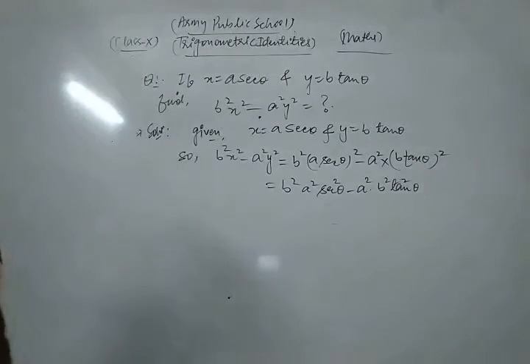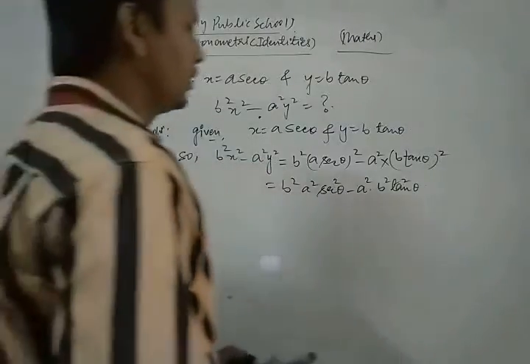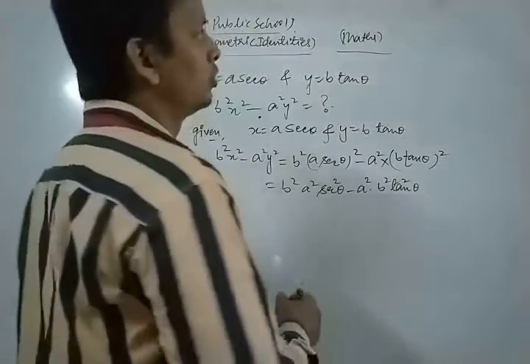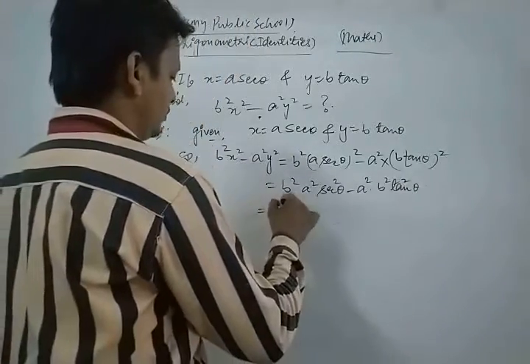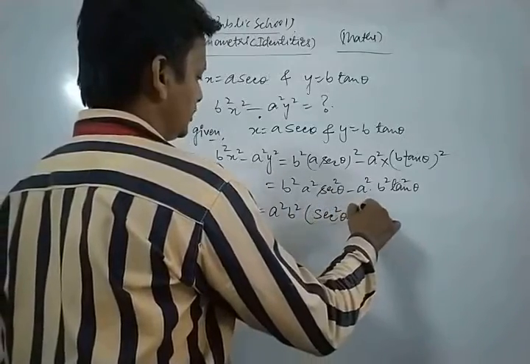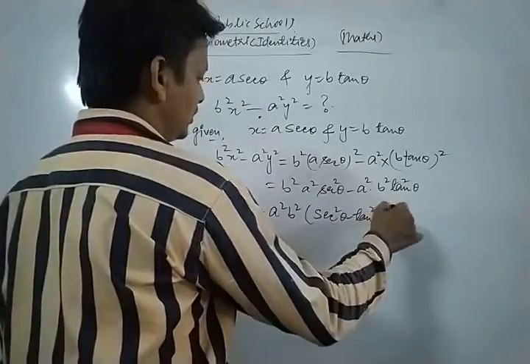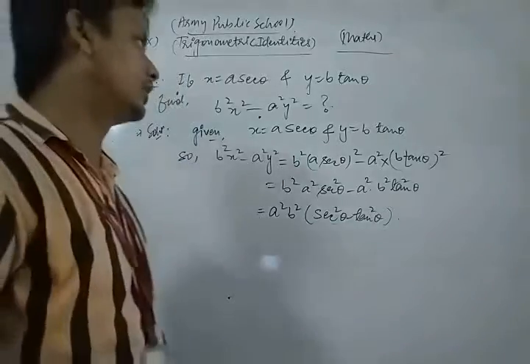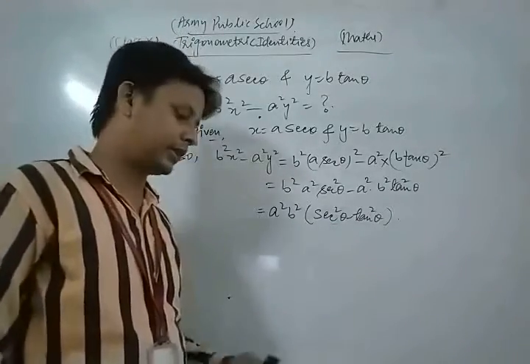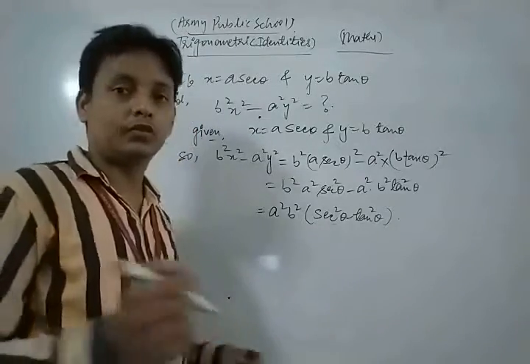Now from there we take a square b square as common. So we get sec square theta minus tan square theta. Dear students, the expression sec square theta minus tan square theta is what, 1.